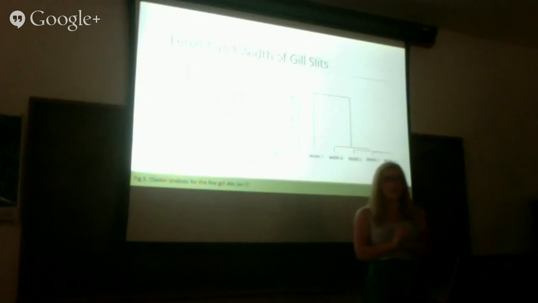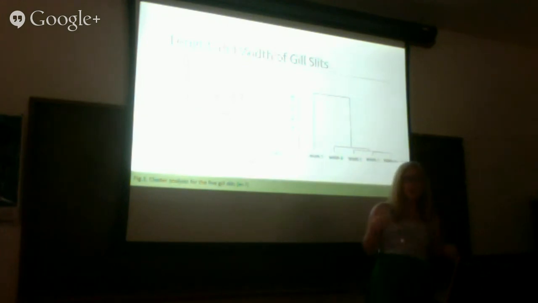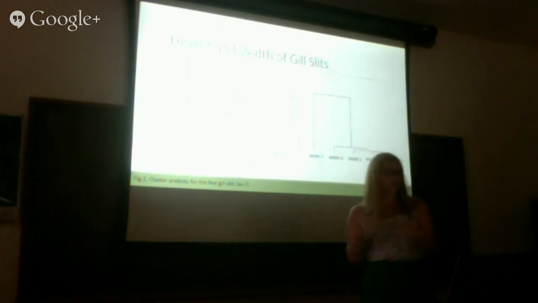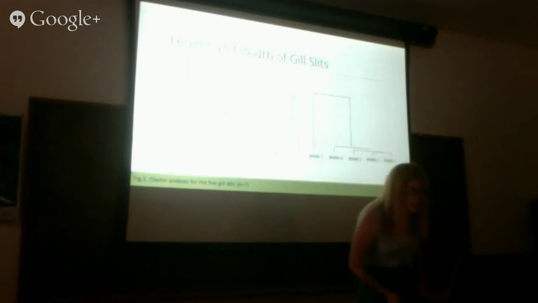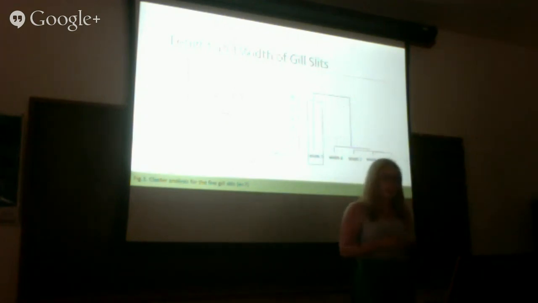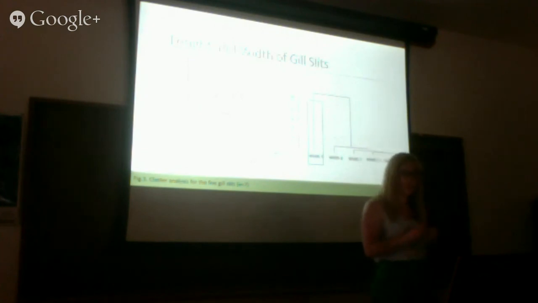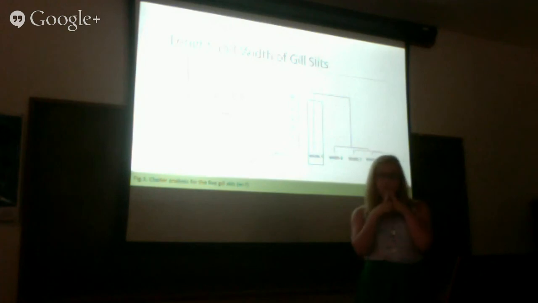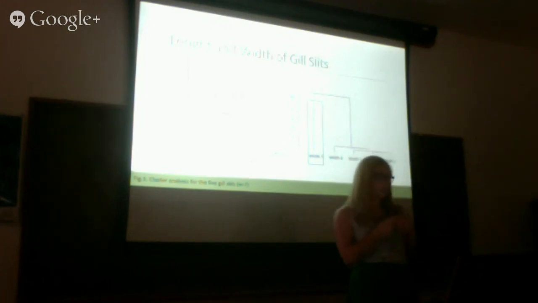So with these data, I decided to make a cluster analysis to look if some of the gill slits are slightly different from the others. So it turns out that for both length and width, the fifth gill tends to be apart, with a bigger length and a much smaller gill opening.